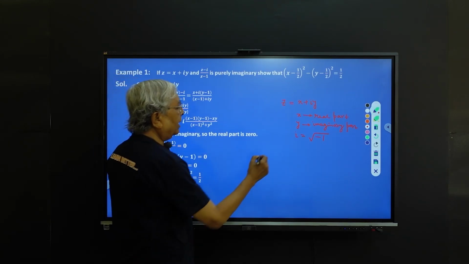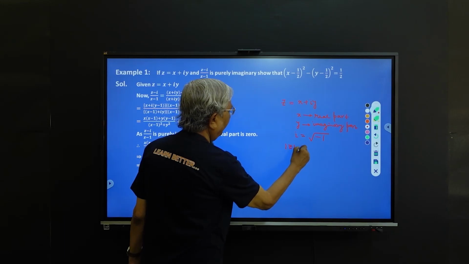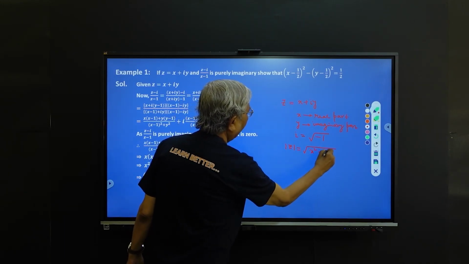And what do you mean by the modulus of the complex number? Modulus of the complex number, mod z, is equal to root over x square plus y square.